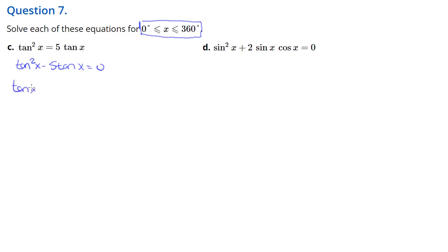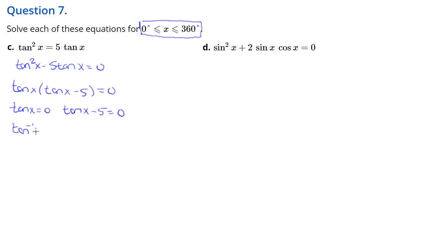When you got a quadratic, consider trying to factor it. In this case, I get tan x times (tan x minus 5) equal to 0. I can make each one equal to 0, and then I can solve each one separately.